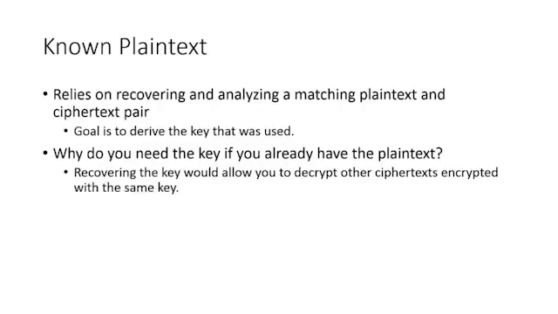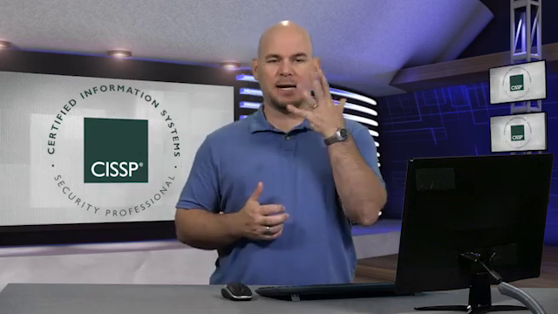We also have a known plain text attack. This relies on recovering and analyzing a matching plain text and ciphertext pair. So what we're trying to do is get the key that was used, right? Somehow we get the ciphertext, sniffing the wire. It's ciphertext. It doesn't mean much to us, and that's okay right this second, because we're going to try to compromise the other machine, right? So I run a man-in-the-middle attack. I get the data. Great. I have some data now.